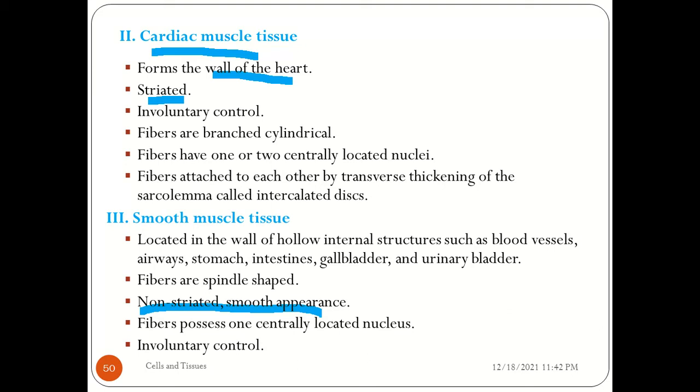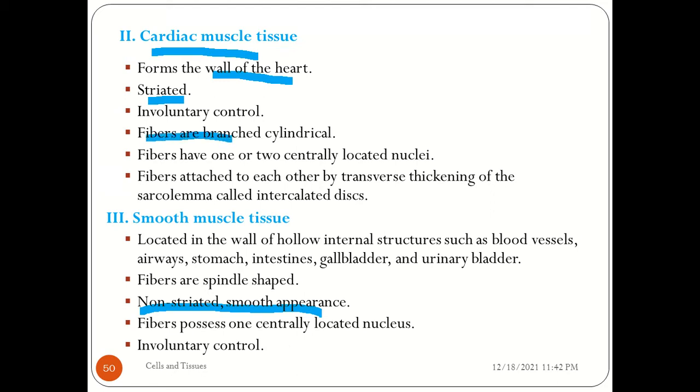By the way, smooth muscle and cardiac muscle are involuntary, whereas skeletal muscle is under voluntary control. Cardiac and smooth muscle are not under voluntary control, because they are innervated by the autonomic nervous system, whereas skeletal muscle is innervated by the somatic nervous system. That's why it's voluntary.